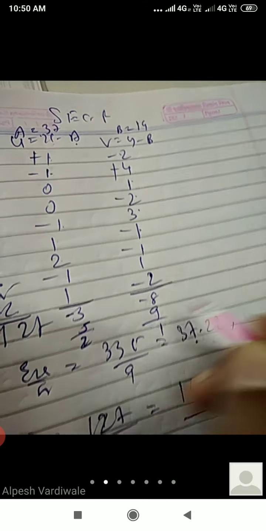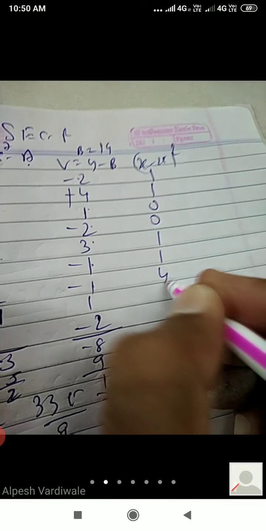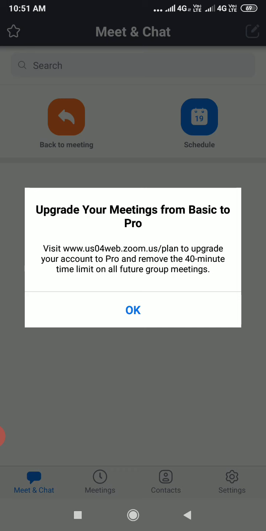So now here, that is x minus x bar whole square, okay. X minus x bar whole square. So 1, 1, 0, 0, 1, 1, 4, 1, 1. Okay. Now what is it here? How much? 10. Okay. So now here next step, that is UV. Okay, sorry, here we will write U.